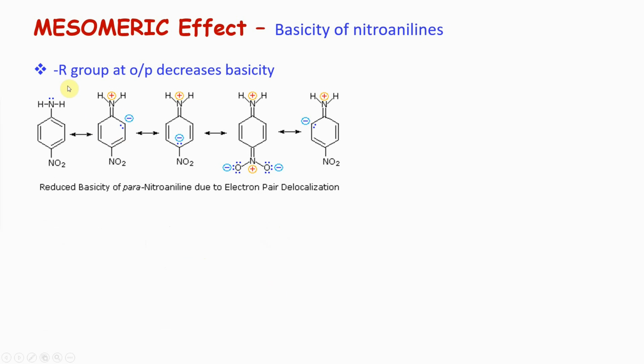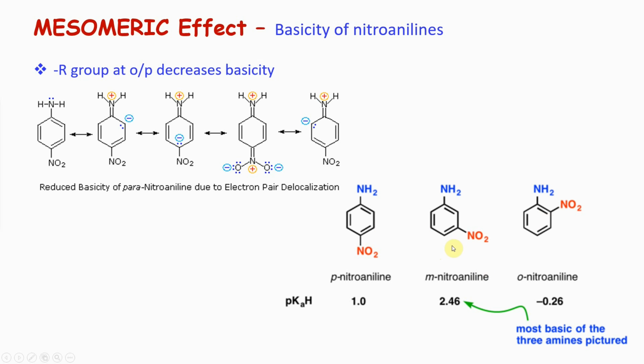Okay, here I am just reiterating what I just said to you. A minus R group at ortho and para decreases basicity. The lone pair in NH2 is taken by the ring. If somebody else is also taking from the ring, the ring becomes even greedier and pulls the electrons in more. That's what is shown here. And it has to be in ortho and para position. So simply, if the NO2 or a minus R group is at ortho or para, basicity is less. That's all. The more the number of NO2, the more the basicity decreases. Yes.